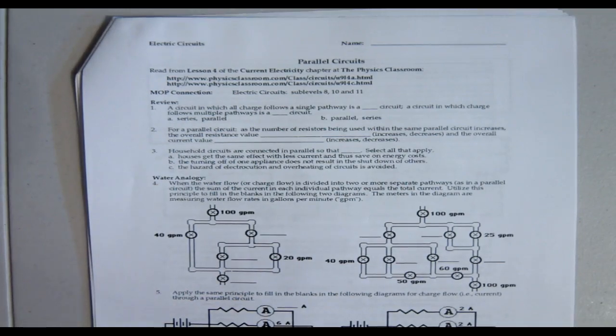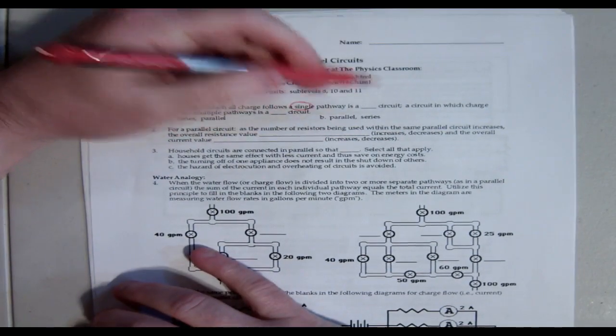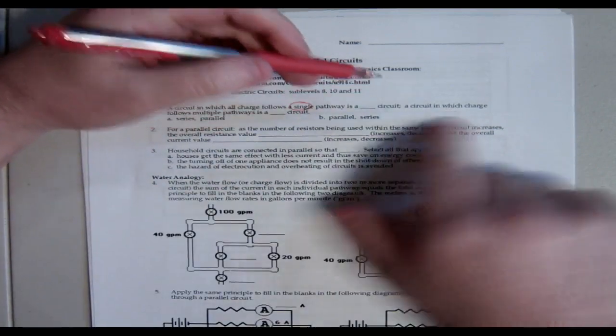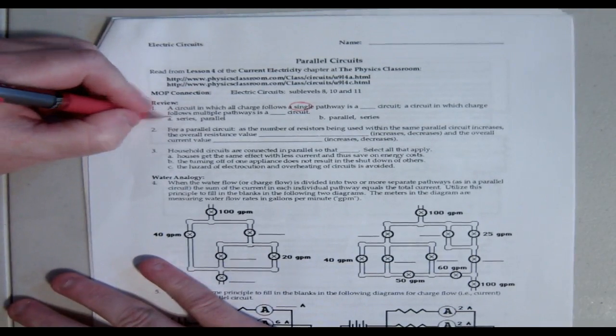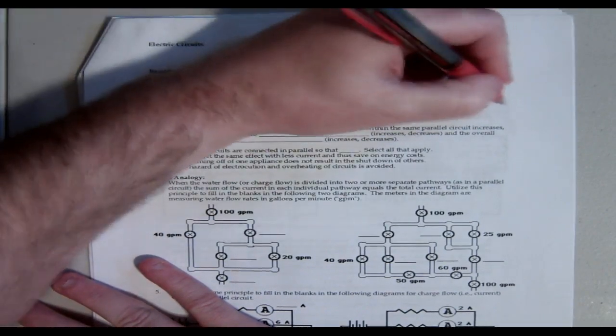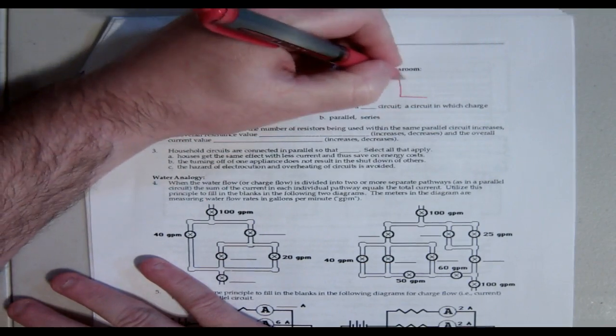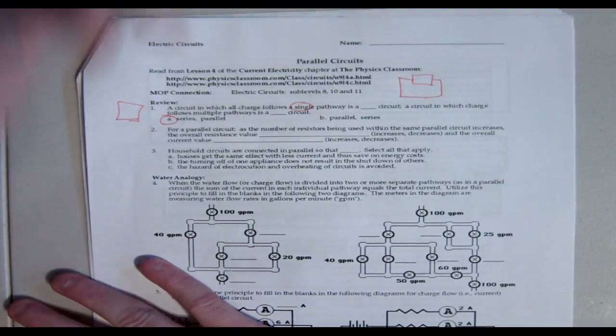A circuit in which all charge flows in a single pathway. So we're keying on single. Is a blank circuit. A circuit in which charge flows in multiple pathways is a blank circuit. So single pathway equals series, just like this. As you guys know by now, multiple pathway equals parallel, which would be like this. All right, cool. That one's an easy one.